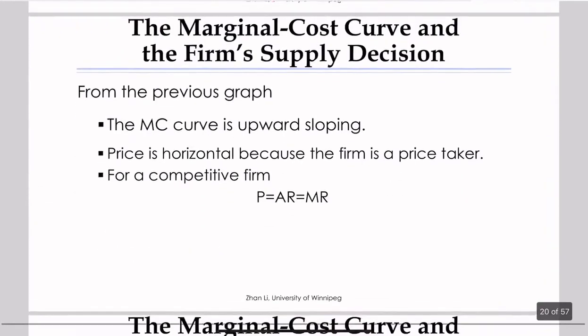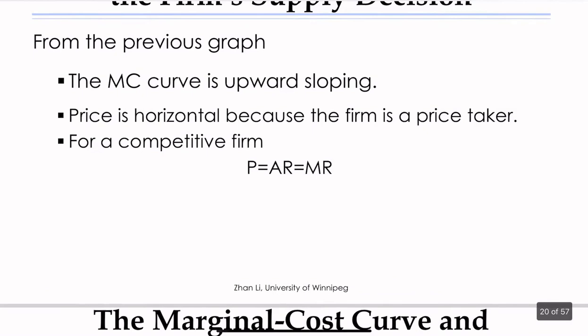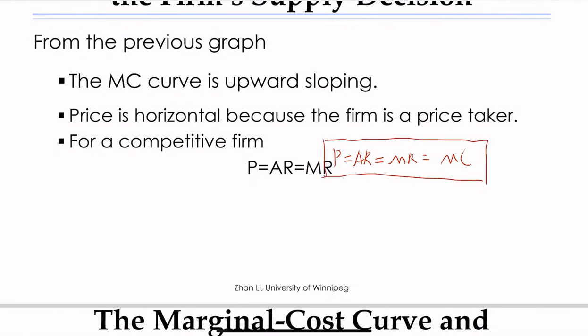So we have learned about this result. For a competitive firm, when it is maximizing its profit, MR equals MC. And we also know that MR equals average revenue, which also equals price. So you can see that all these equalities will hold for a competitive firm.